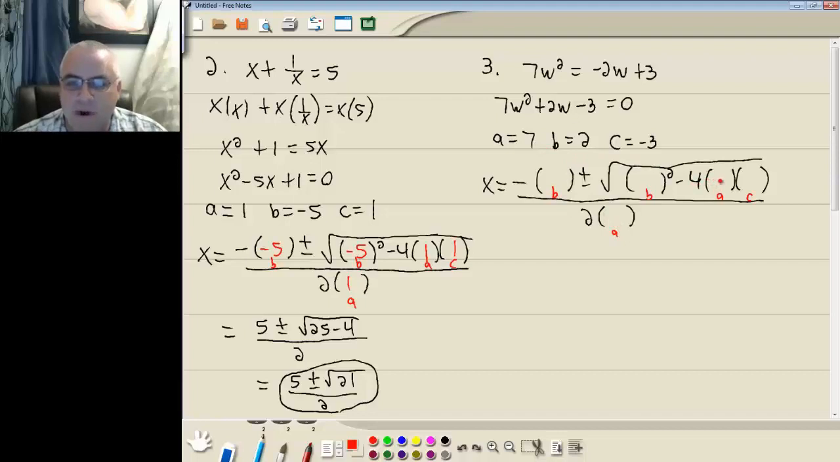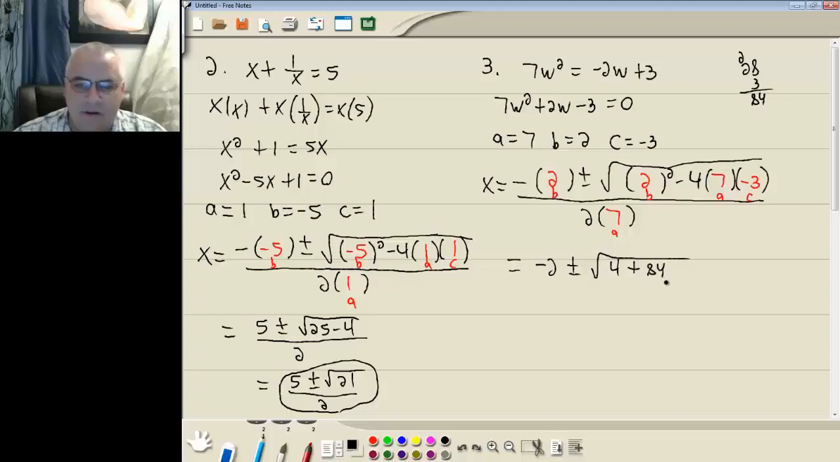Okay, we said a was 7, so everywhere we had an a, we'll put in 7. Said b was 2, so everywhere we had b, we'll put in 2. And c was negative 3. So I got negative 2 plus or minus 2 squared is 4. Negative 4 times 7 is negative 28 times a negative 3. I don't know what it is yet, but it's positive. 4 times 7 is 28 times 3, 84. Over 14. Okay, so that gives us negative 2 plus or minus square root of 88 over 14.